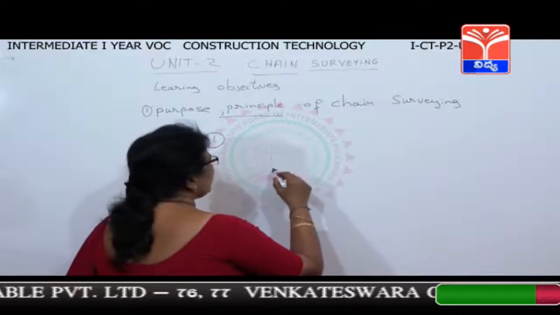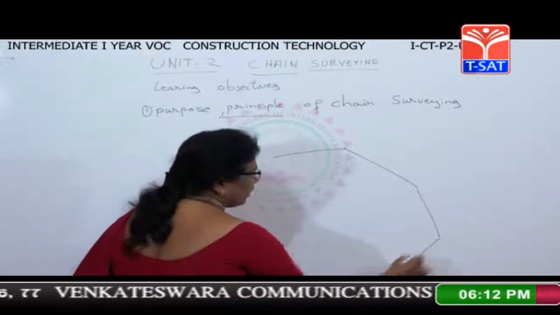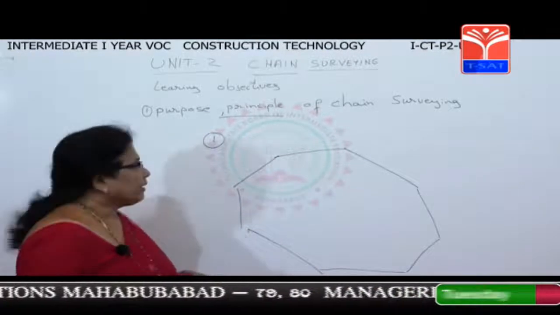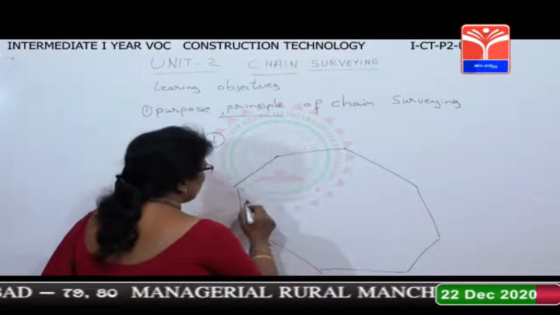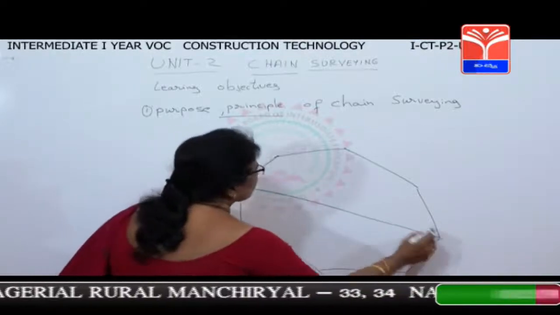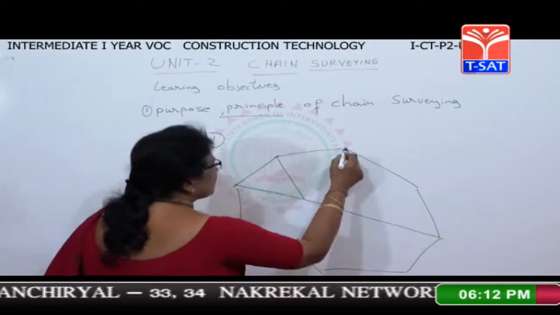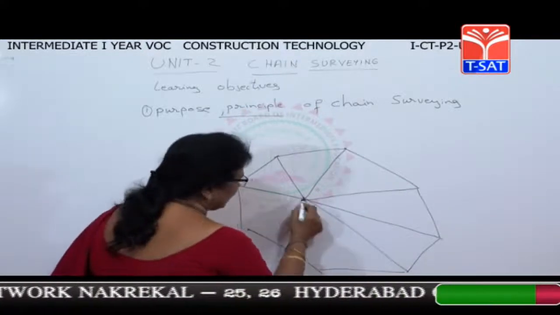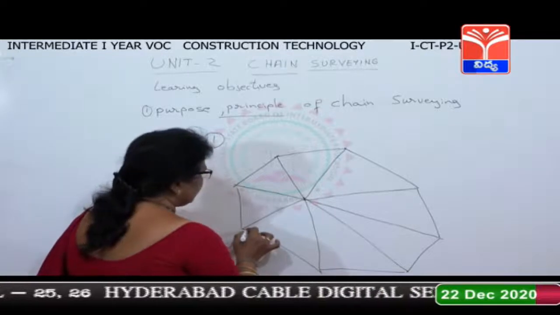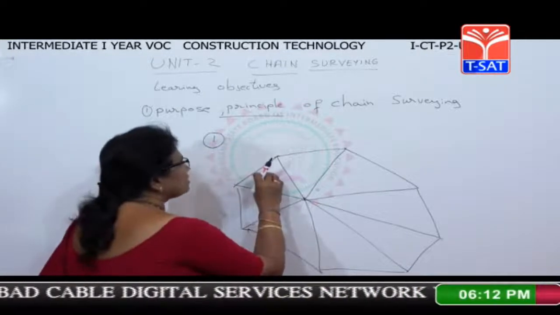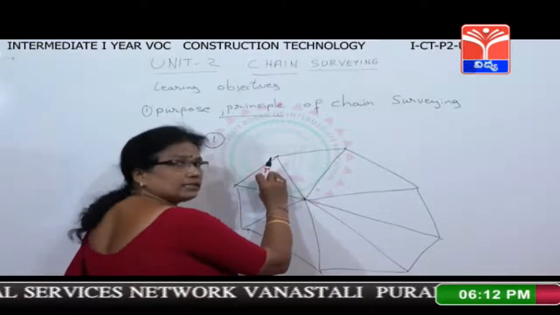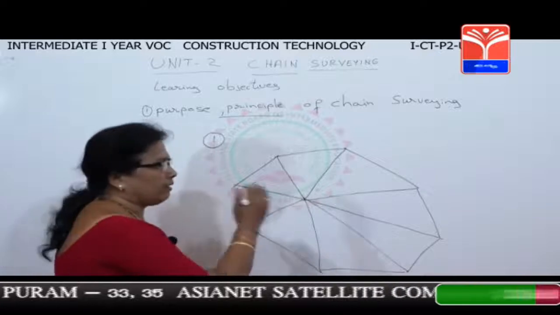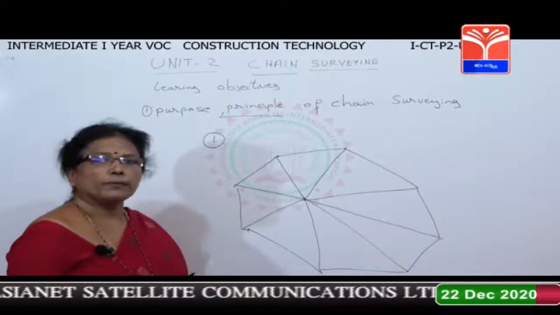Suppose, see here, this is the area. You need to measure the distances and plot the area. So what you do here is, you take one baseline or like this, and you divide these parts into a number of triangles like this. So each part is divided as a triangle. Then we take the measurements and calculate the areas. Afterwards we calculate the whole area. This is called to work from whole to part.